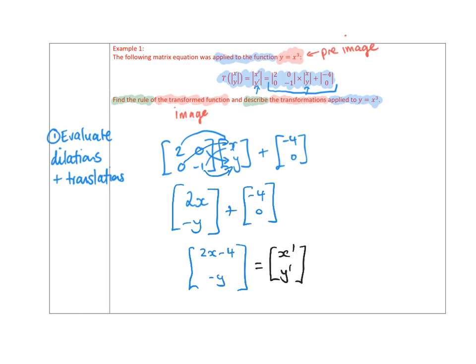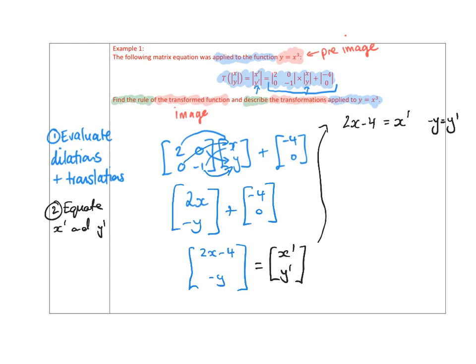So our next step here is to equate the two elements. That is, 2x minus 4 is equal to x dash, and negative y is equal to y dash. While this is true, it's not very useful to us. In order for it to be useful, we ought to solve for our x and our y in terms of our new x and new y.